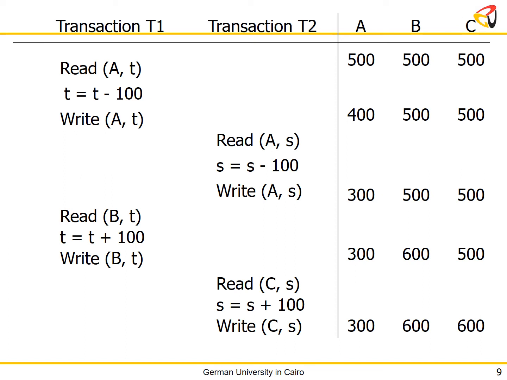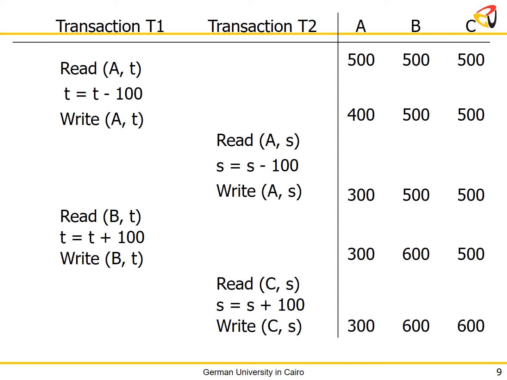So having said all that, let's look at this overlap. I will start by running T1. So you can imagine that I have a time axis that goes from top to bottom. I will read A into T, subtract 100 from T, and then write back T into A. Now remember, I already mentioned at least one time today, and I think also last time, that a transaction runs in its own thread. So a context switch happens. Let's assume this is what's going on. We start by T1 running, and then a context switch happens, and now we're running T2. So we read A into S, we subtract 100, and write back S into A.